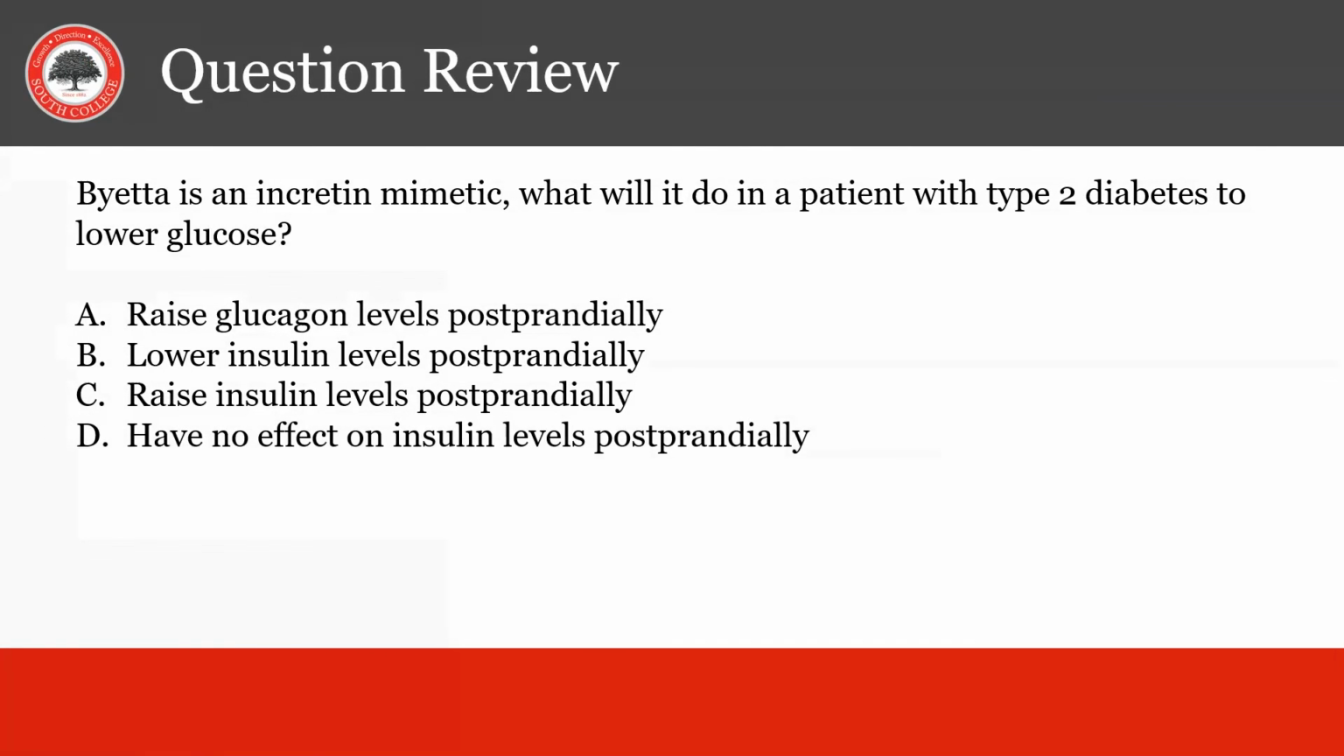Byetta is an incretin mimetic. What will it do in a patient with type 2 diabetes to lower glucose? What is your answer here? The answer is that it raises postprandial insulin levels, which lowers glucose levels in the serum.